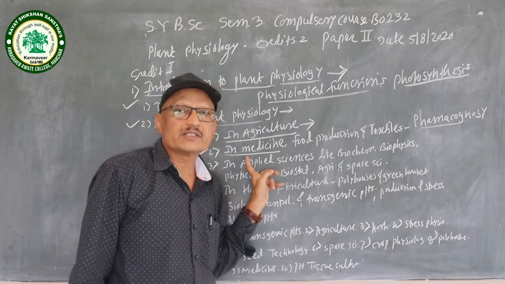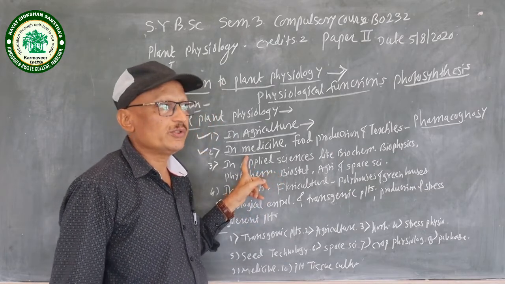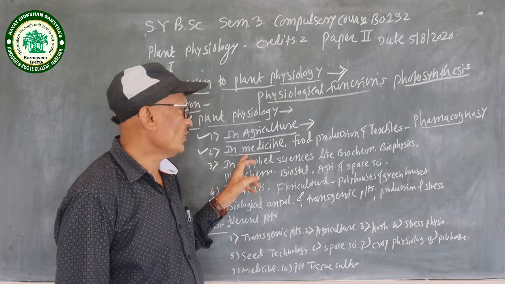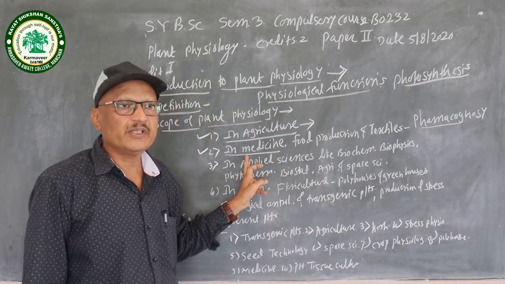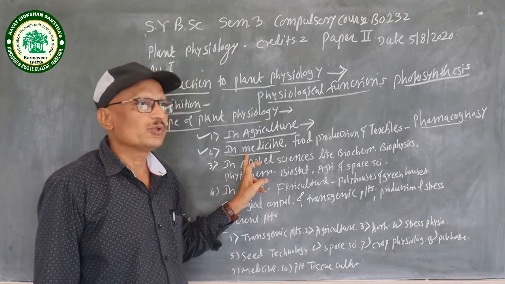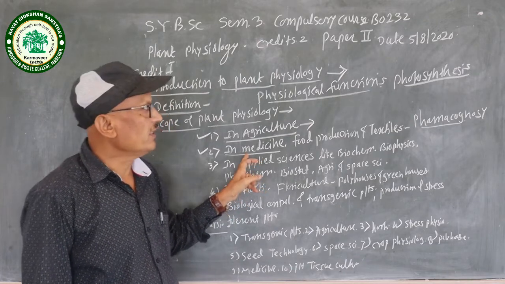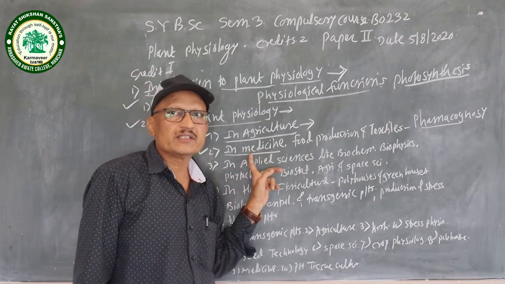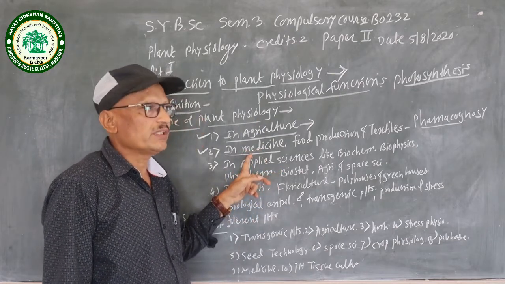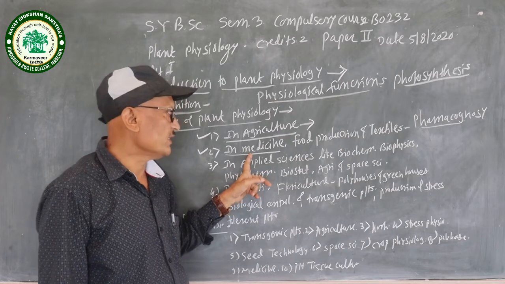For example, secondary metabolites are produced during the growth of medicinal plants, and these secondary metabolites are very important to cure various diseases. Hence, the knowledge of plant physiology is well utilized in the production of medicine through medicinal plants.